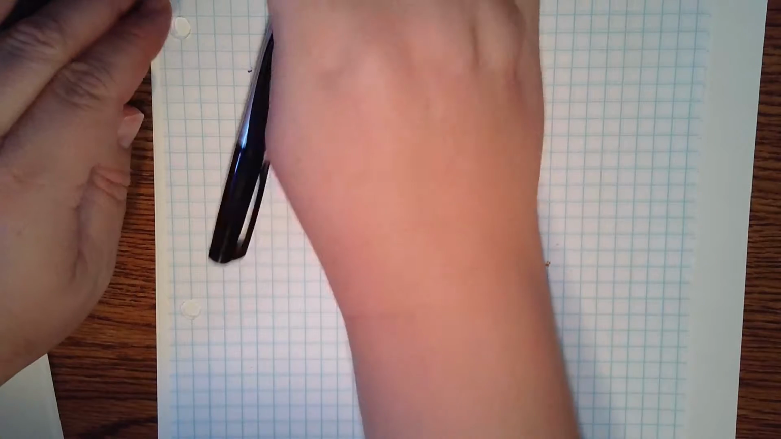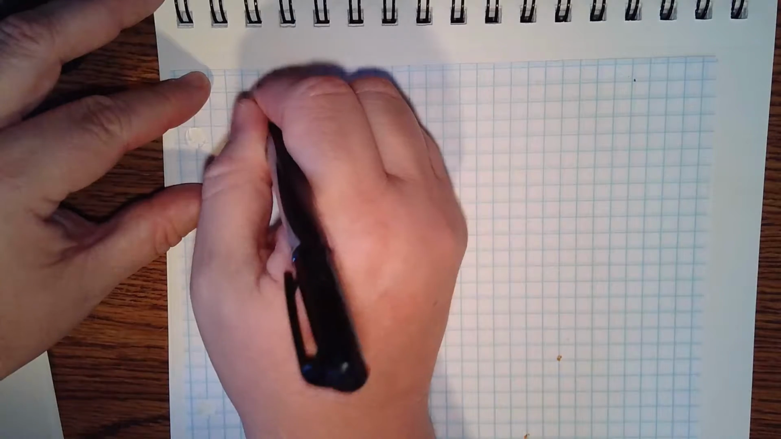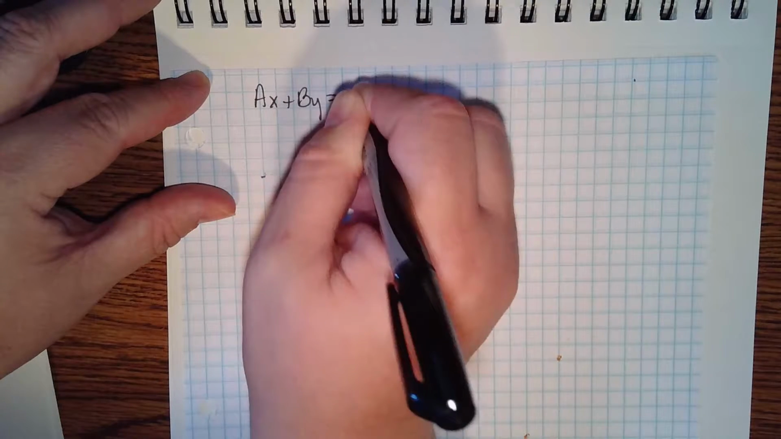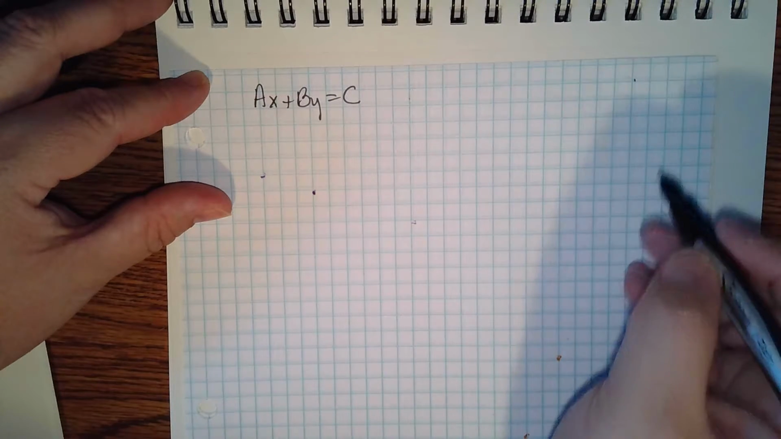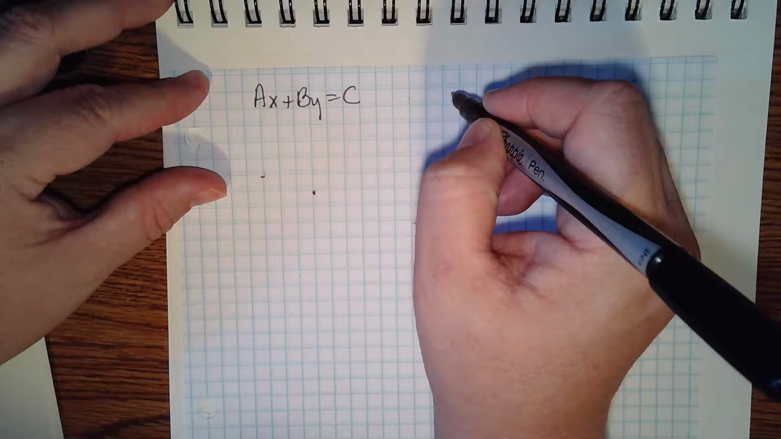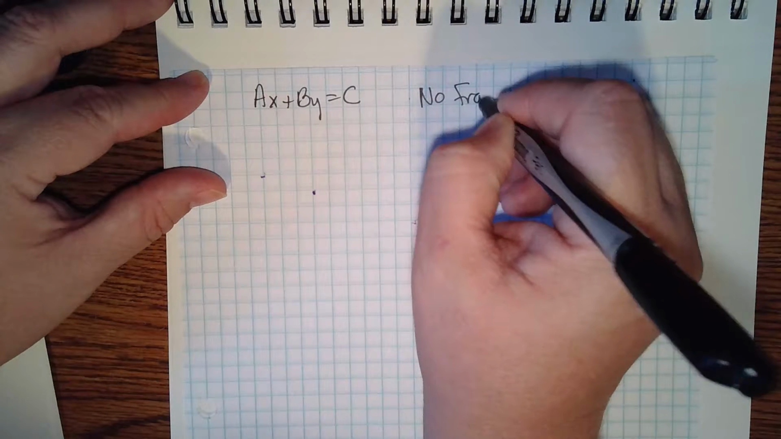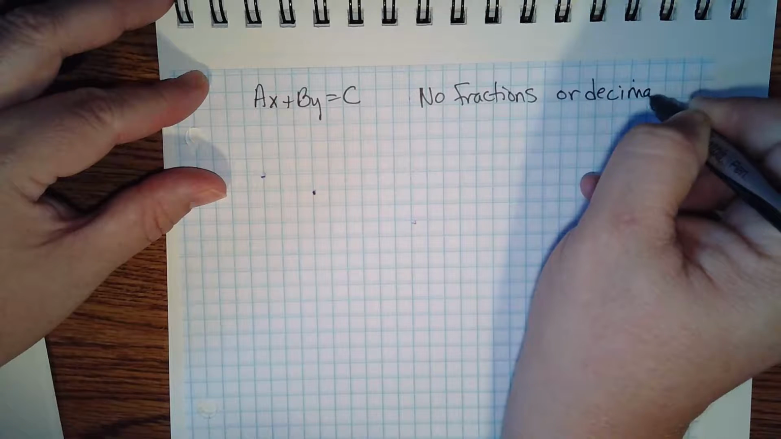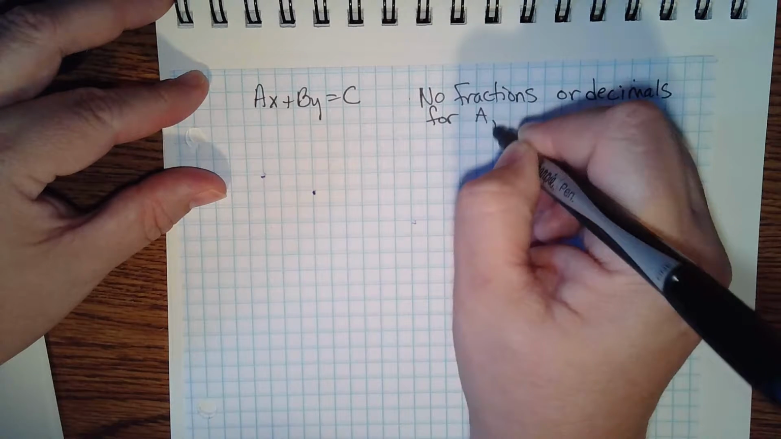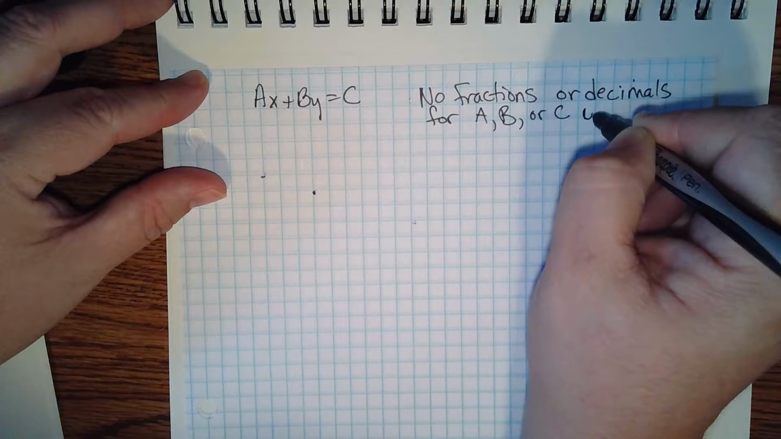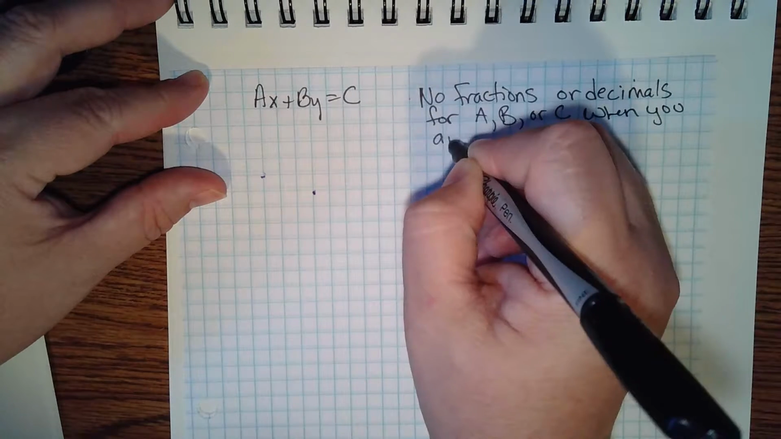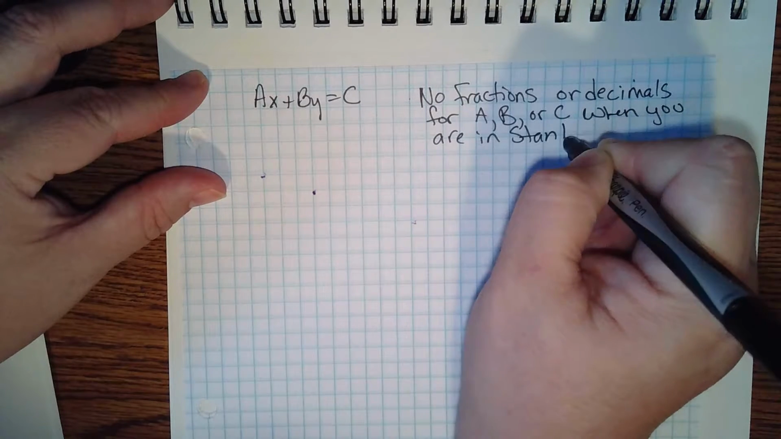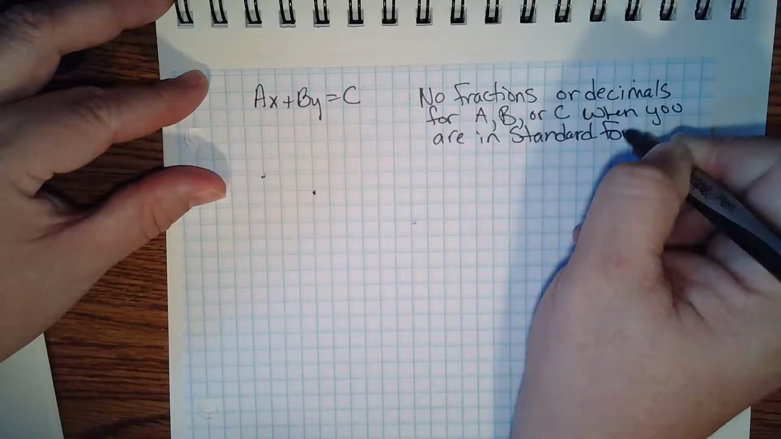Everything will start off in standard form, which means it'll be looking like this. AX plus BY equals C. Okay, and there's a few rules. Remember, if you have AX plus BY equals C, there can be no fractions or decimals for A, B, or C when you are in standard form. Okay, so that's just kind of a reminder.